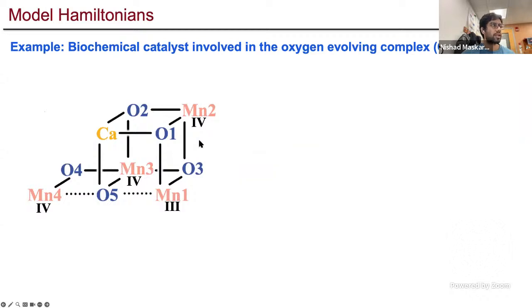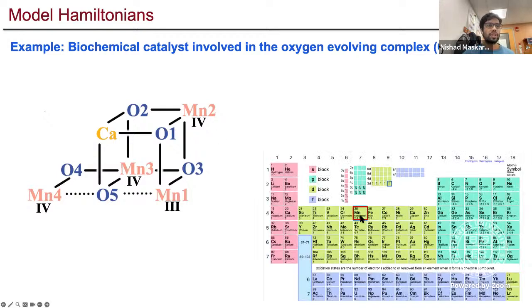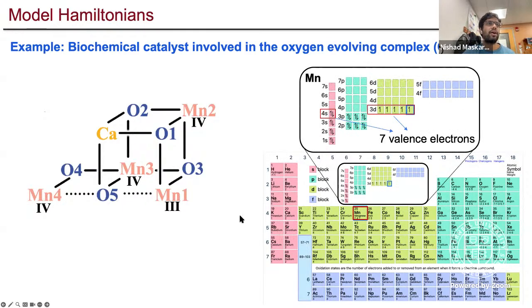So this molecule is known as the oxygen evolving complex, which is essentially a biochemical catalyst. And importantly, it has 4 metal sites, these 4 manganeses, which have a lot of valence electrons. And these valence electrons are the things which dominate the low energy electronic structure of this molecule. So if you look at manganese in the periodic table, and you count, it has 5 unpaired valence electrons just on its own. Now, I guess it has 7 valence electrons if you include the 4s orbitals.